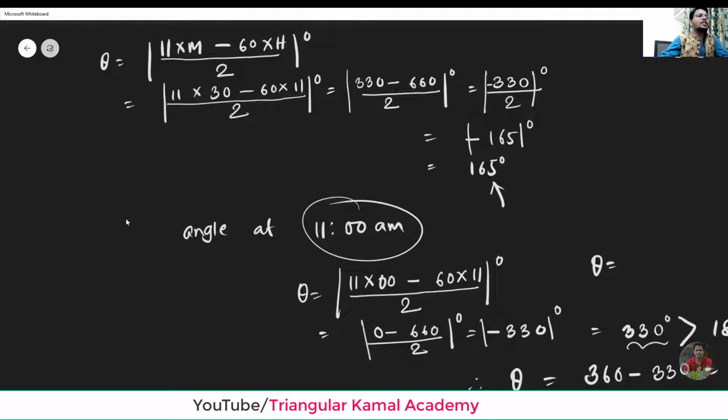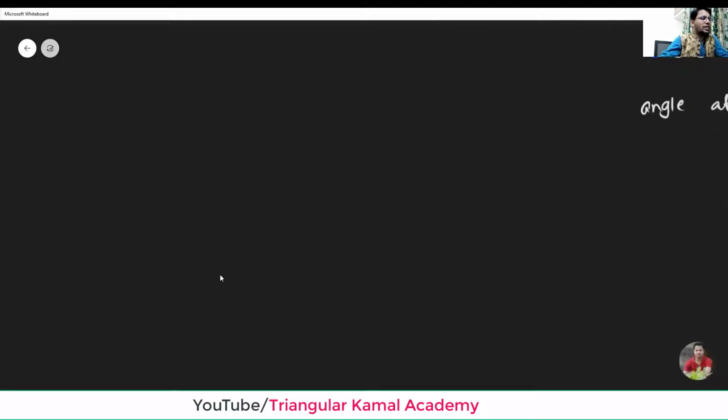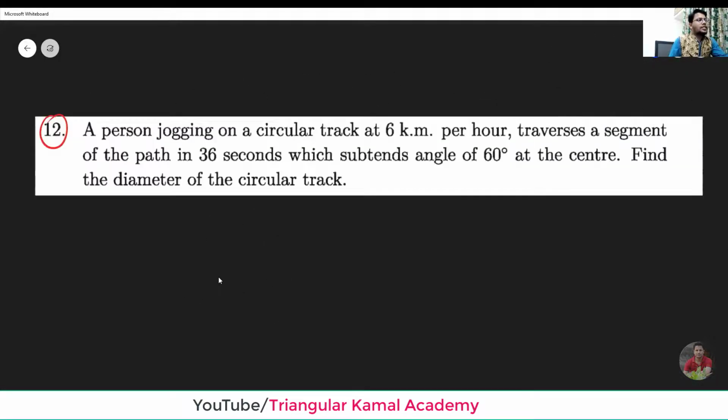Intermediate students always use this formula. So I think this formula is always applicable, no problem. So now here we will discuss the next question. Let's see the next question, question number 12.